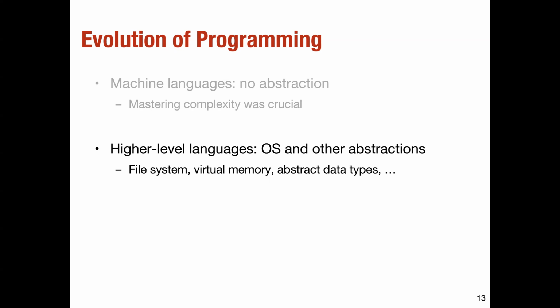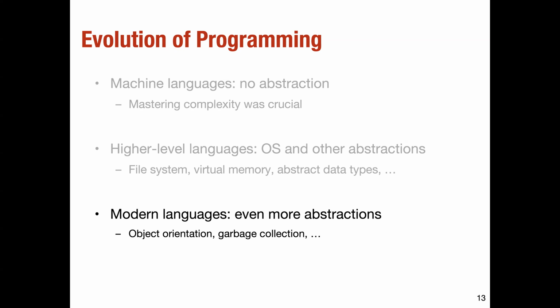And then over time, we had some higher-level languages. We had the operating systems and the other related abstractions. We had file systems, virtual memory, abstract data types, etc. Right? So that definitely helped in terms of the simplicity with which you can write programs, right? And then we have modern languages which provide even more abstractions. You don't really worry about all the nitty-gritty details of the mechanisms. And you have the principles of object-oriented programming. You have garbage collection, right?